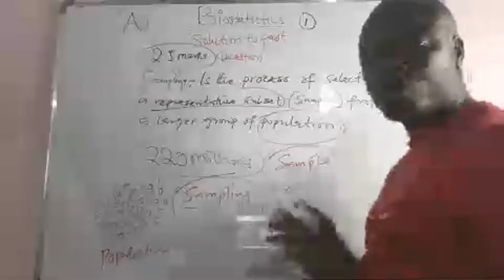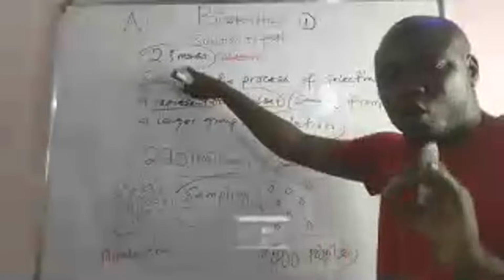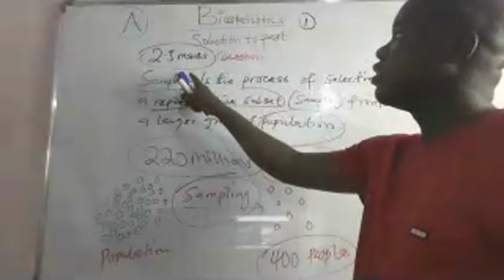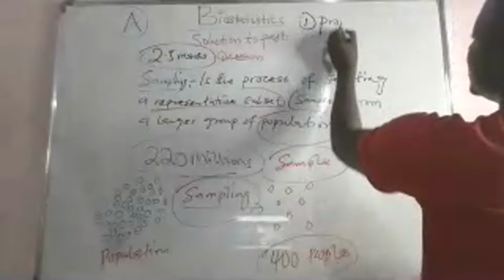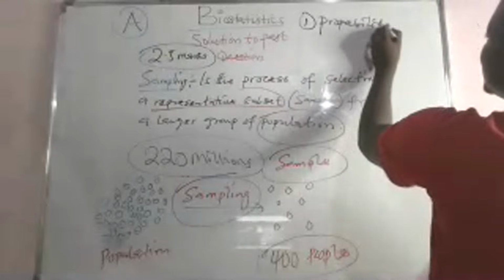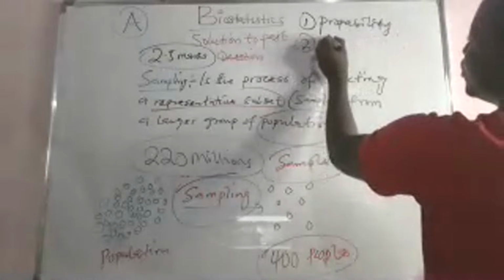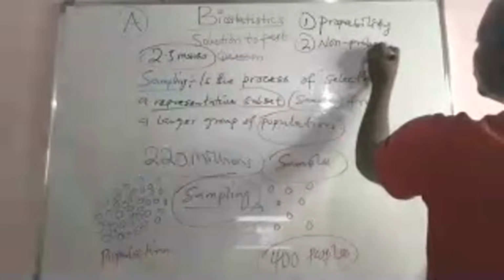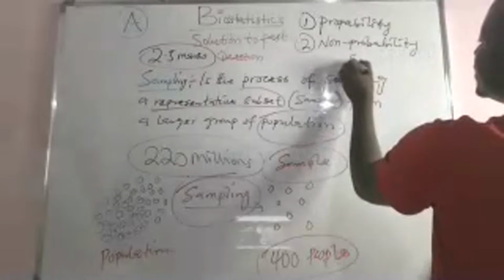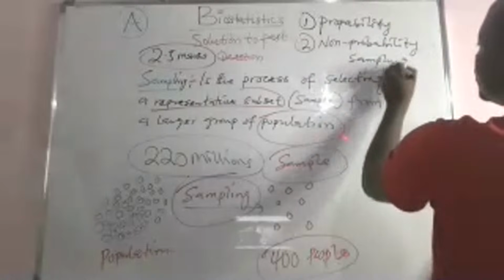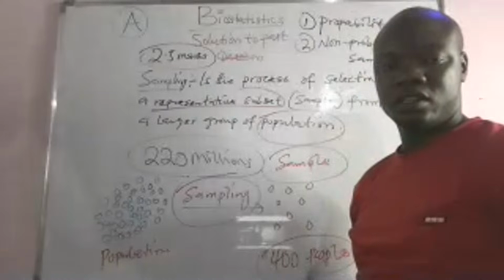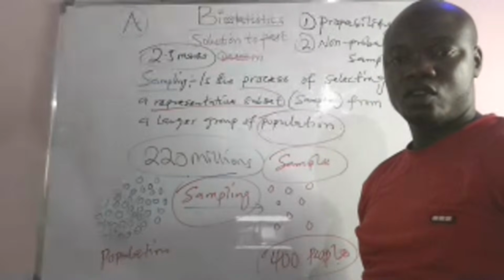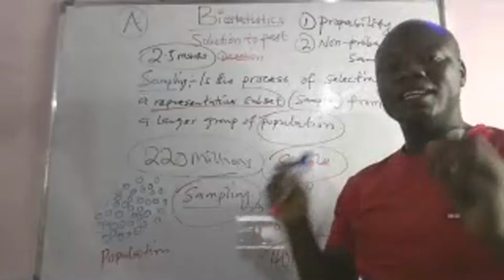Although this is actually what we are heading to, I just want to tell you exactly how you are going to do it to earn these 2.5 marks. So what are the types of sampling? One, we have probability sampling, and two, we have non-probability sampling.